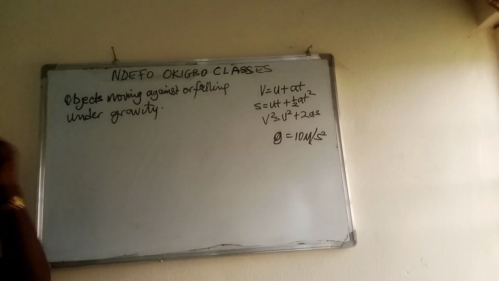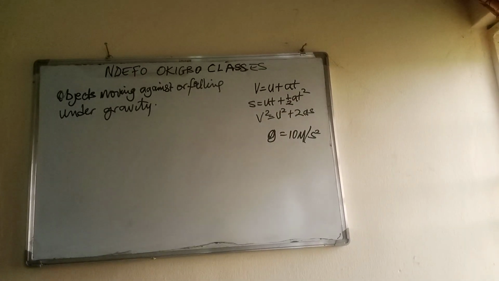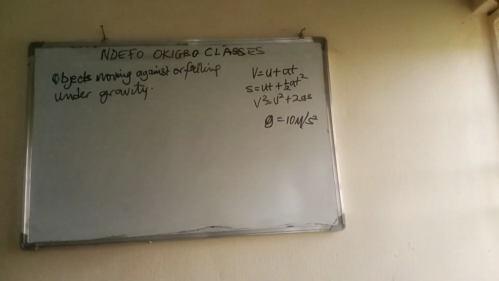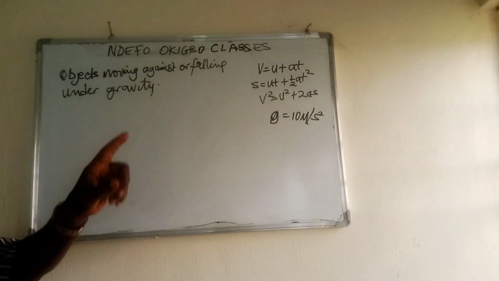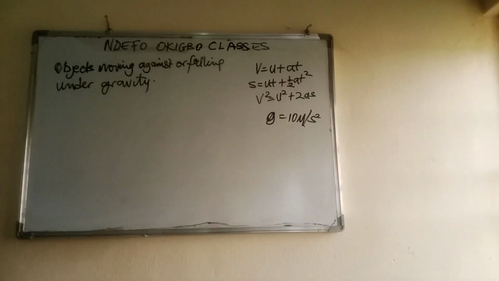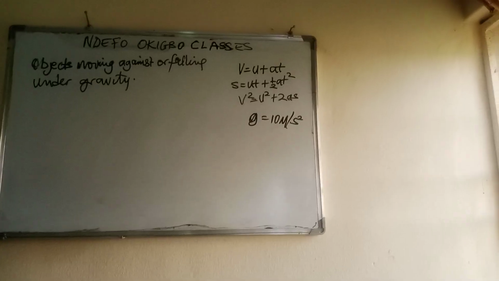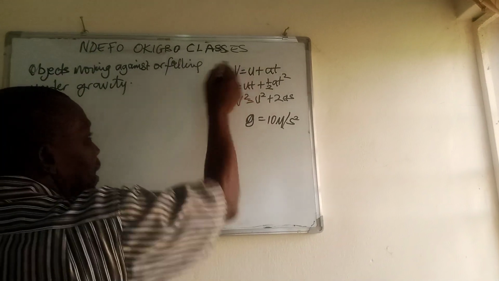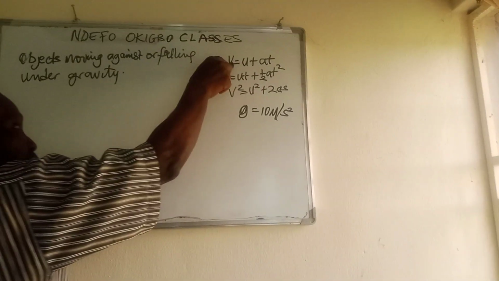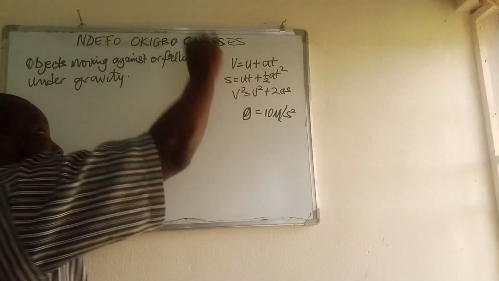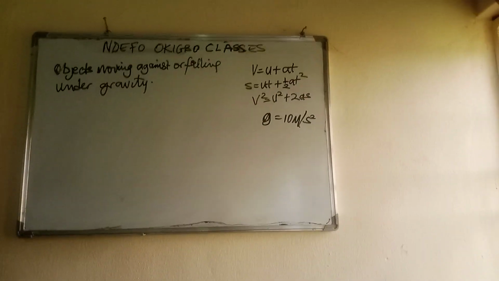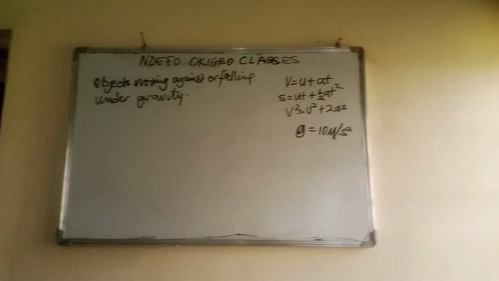If something is thrown up, by the time it gets to the highest point, it must want to come down, and for it to come down, it will stop. So when it stops, the velocity at that height is equal to 0. If we use the first equation, the velocity at that height will be 0, because for it to come down, it must stop. And when an object stops, velocity is 0.